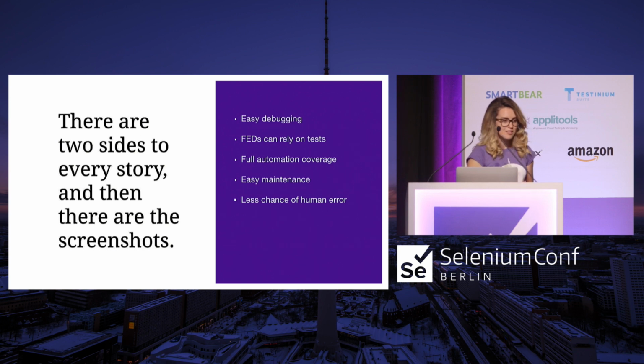And also, there's less chance of human error, because if you're automating things, there's already less chance of human error. If you can automate UI testing, there's less chance of human error, some QA error, for example.